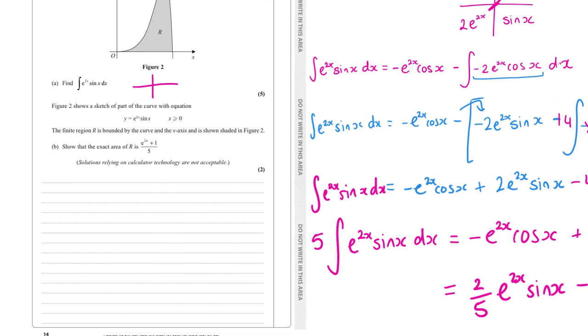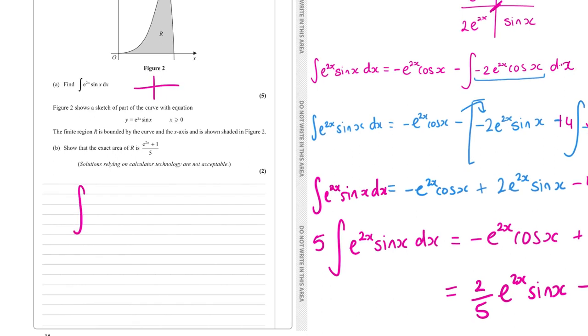Right, so now, that was 5 marks, brilliant. Now it says, show that the exact area of R is this. Okay, so basically, we want to integrate between something and 0, e to the 2x sine x with respect to x.